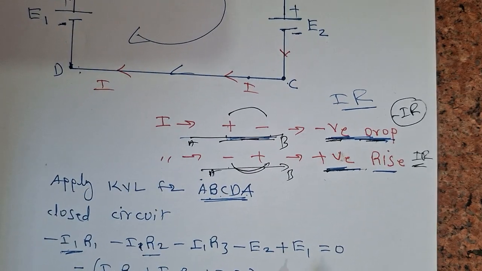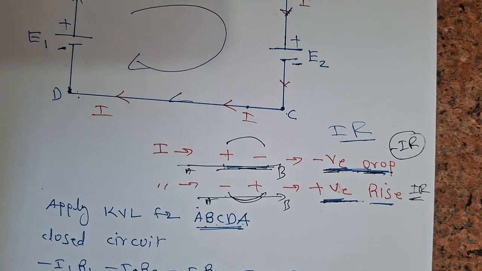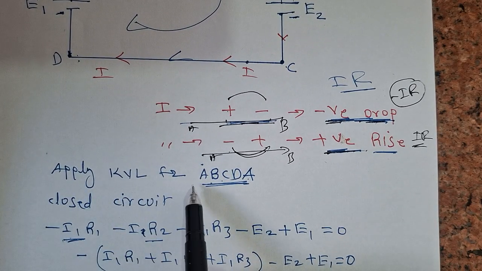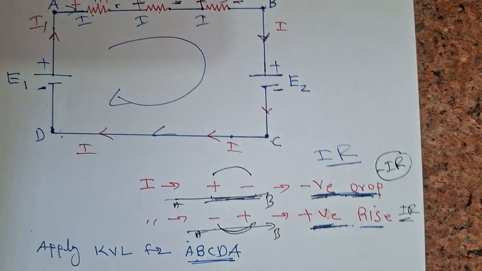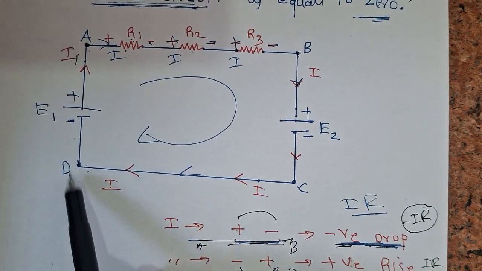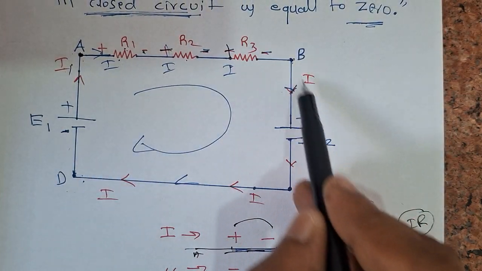Okay, now let's see how to apply this Kirchhoff voltage law to this circuit. Apply KVL for A, B, C, D, A. Again, why are we coming back to A? Because we must take a closed path.